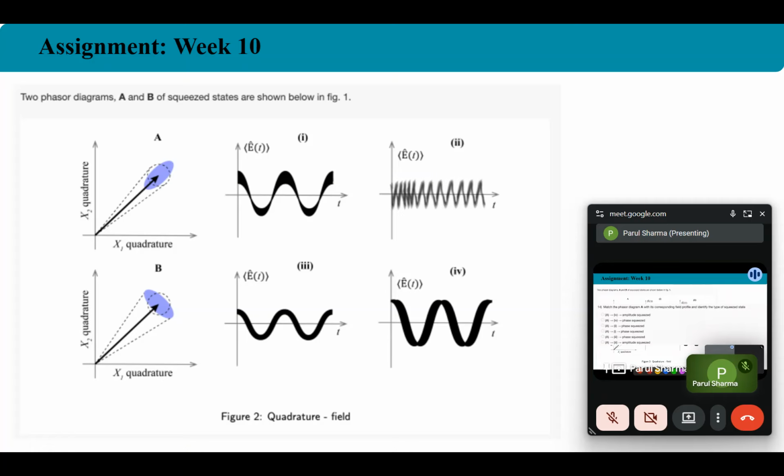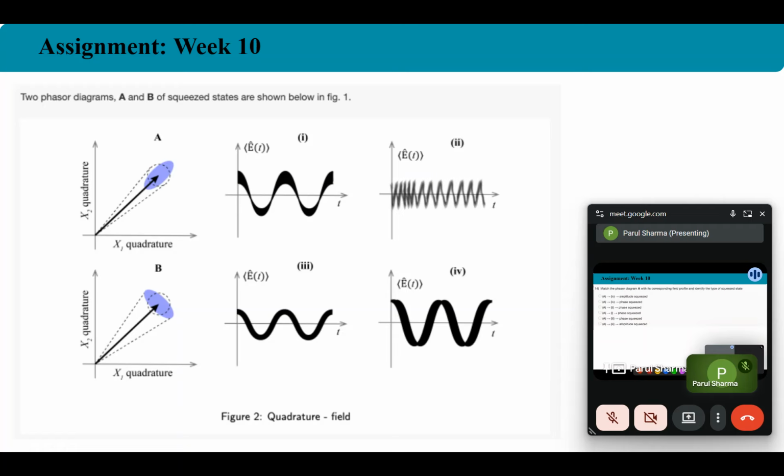Now the question is asking, match the phasor diagram A with the corresponding field profile and identify the type of squeezed state. So we have two types of squeezing. Either it can be squeezed in phase or it can be squeezed in amplitude.